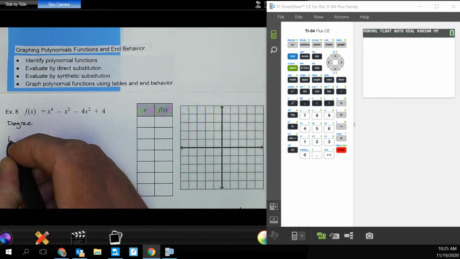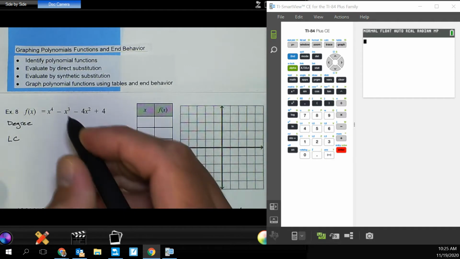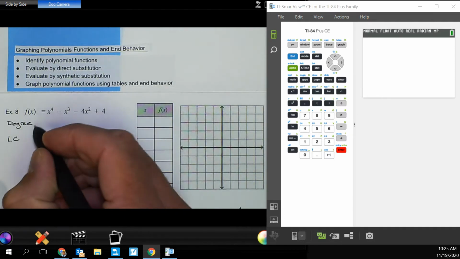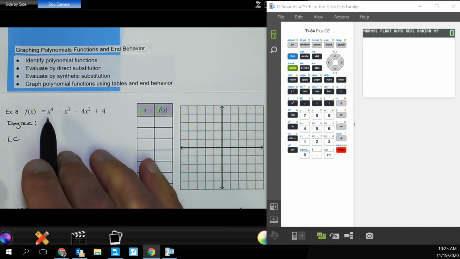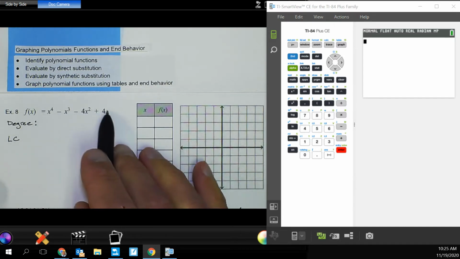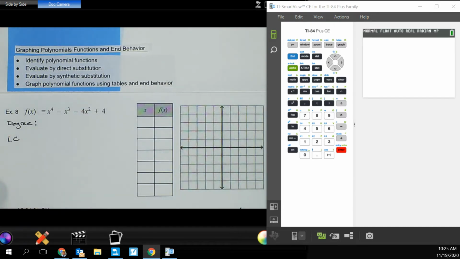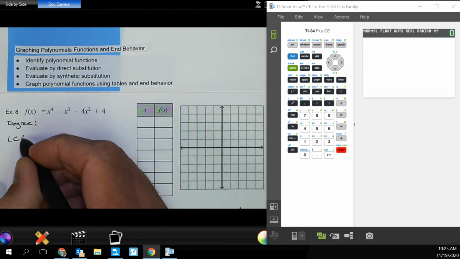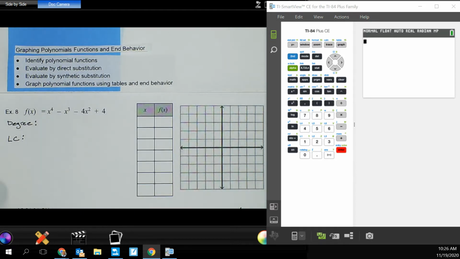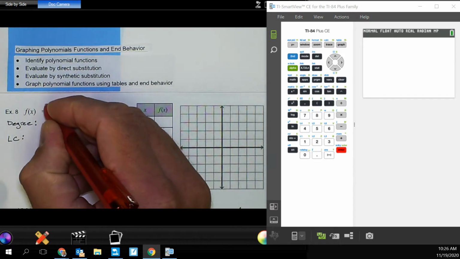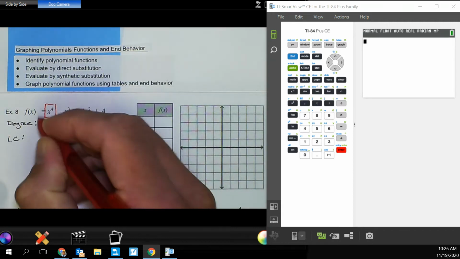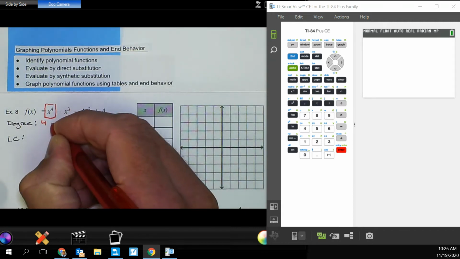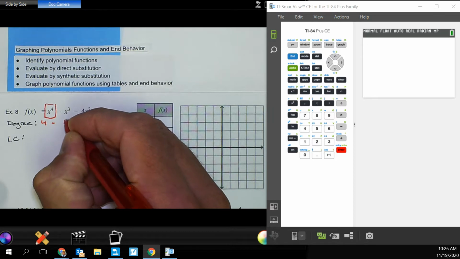and the lead coefficient. So the degree comes from what the highest exponent is. So if we have 4, 3, 2, and 0, the highest exponent is x to the fourth. So that's going to be our degree. So our degree is fourth, and it's important to note that that's even.